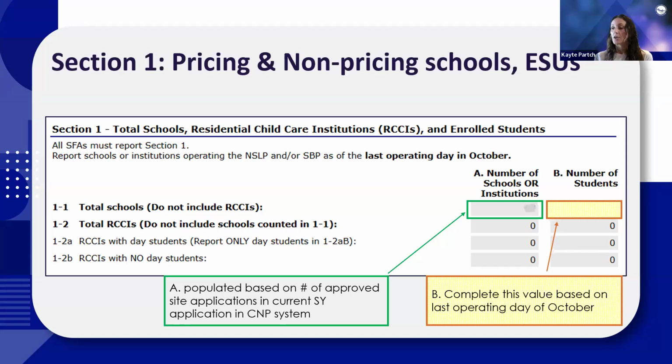So like I said, the green box will be populated by the system. It's your job to aggregate and report the total that goes in column B, held within the orange box you see on the screen. And this should be the report of the total number of students enrolled in your school district or your ESU as of that last operating day in October, which for most of you will be Friday, October 31st.